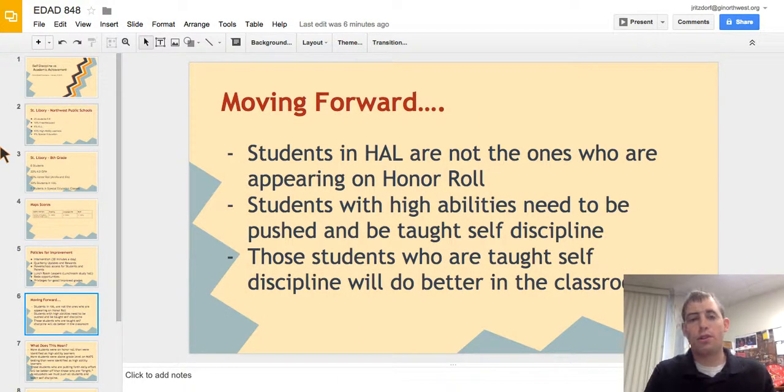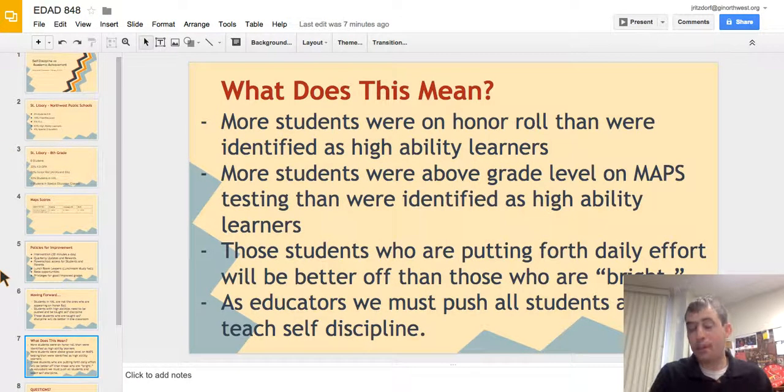So moving forward from our research, we see that students in HAL are not the ones who are appearing on our honor roll. We see that students with high abilities need to continue to be pushed and be taught self-discipline, so they are continuing to work. So when things do get tough, they are able to still succeed and continue to get better. These students who are taught self-discipline and who are working day to day and showing good work ethic are doing better in the classroom. What does this mean for us?